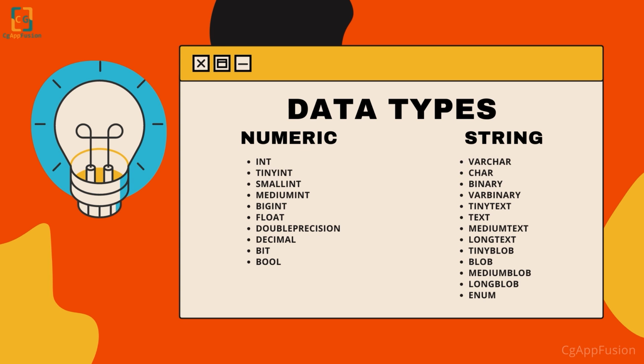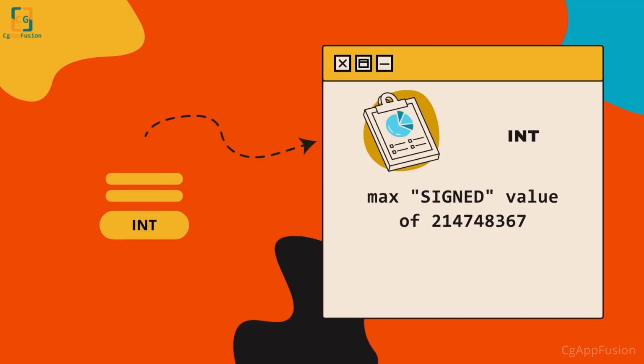But for now, you don't have to worry about it because right now we are going to learn the most common one, which is int for numeric type and varchar for string. I just wanted you to see that there is a lot of different types, but the difference between them is very small. For now, we are going to use int for numbers and varchar for text. So let's talk about int.